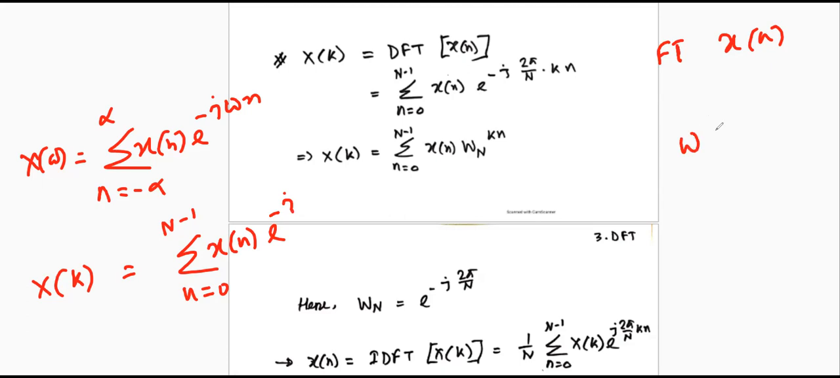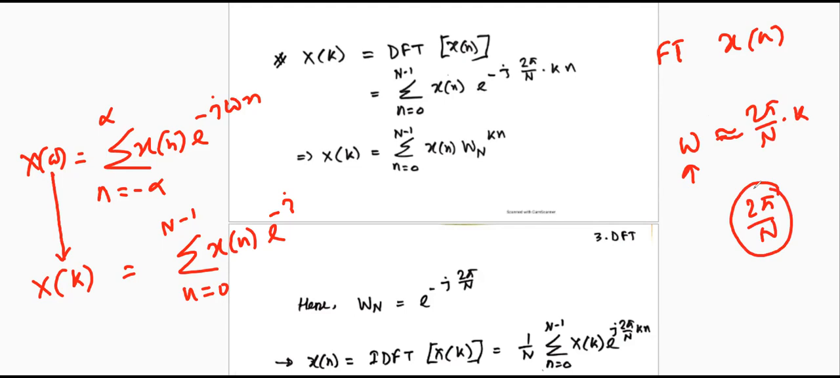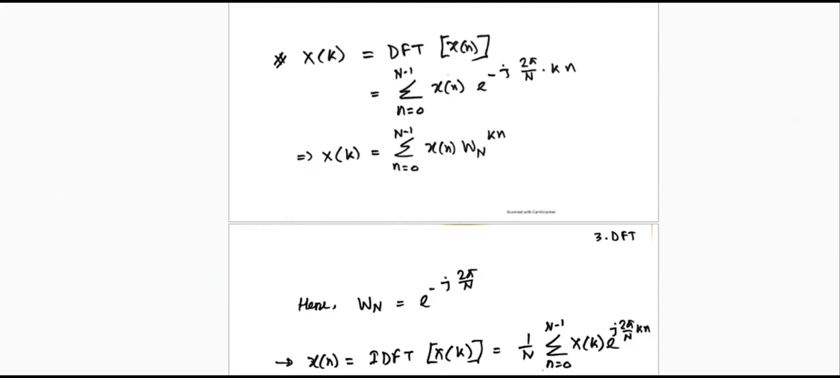Now what is omega? We have already defined that omega can be represented as twice pi by n into k, and omega is now replaced with the value of k, because twice pi by n is a constant for a particular case, and k is the only variable. So omega can be replaced as twice pi by n into k, and this n will remain the same, and that is the discrete Fourier transform.